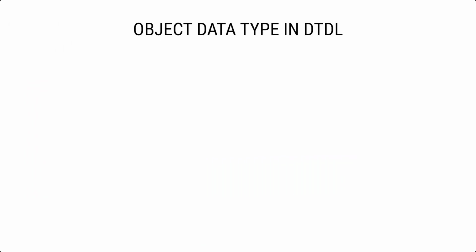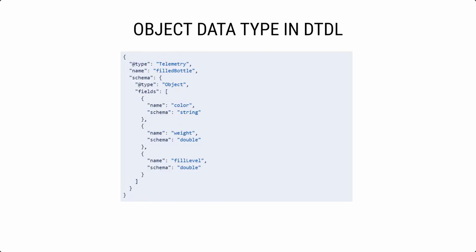Lastly, we have the object data type. An object describes a data type made up of named fields. For example, we can use the object data type to represent a bottle that has been filled by a filling machine. In this case, the filled bottle object has color, weight, and fill level properties. Here is the serialized object data for the object model definition.